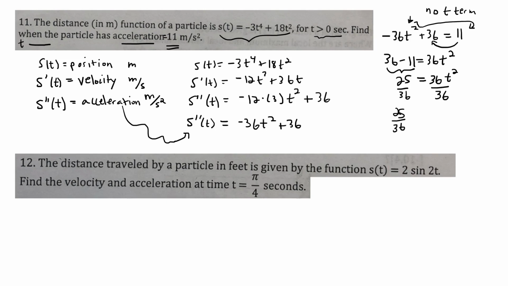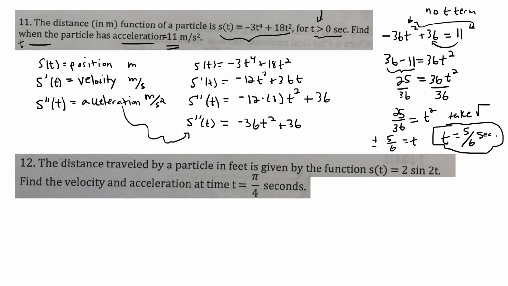25 over 36 is equal to t squared. So when we take the square root, technically it's going to be at first plus or minus 5/6, but t must be positive, so t is going to be equal to 5/6 of a second. Okay, that's the time when the acceleration is equal to 11 meters per second squared.